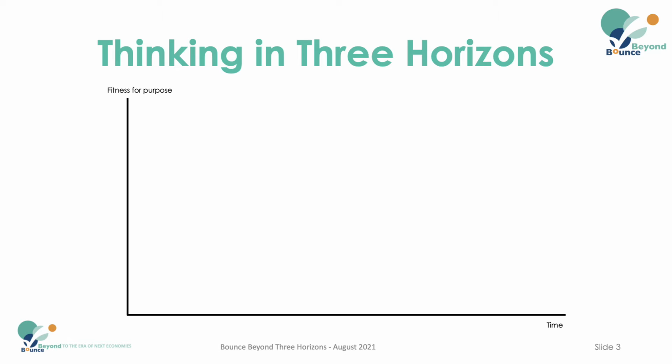Let's look at Three Horizons. When we draw the Three Horizons, we start with a vertical axis that represents the fitness for purpose of the current system, the current paradigm, if you will. In our case, this is the current economic system and the economic models within it. The horizontal axis represents time again. And for us in our work here, time starts now and runs for 10 years to 2031.